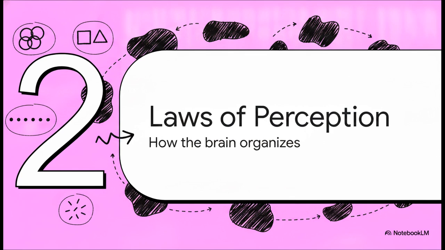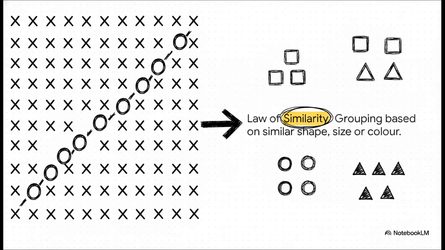Moving right along to Section 2, the 4 laws of perception. This is all about how the brain automatically organizes those stimuli. Okay, take a look at this. Notice how your brain naturally draws a line connecting the O's inside that field of X's. You aren't just seeing a random alphabet soup. You immediately perceive a distinct structure. This is the law of similarity in action, which tells us that elements get grouped together perceptually if they look alike. Because the O's share a similar shape, your brain automatically groups them together, just plucking them right out from the background.